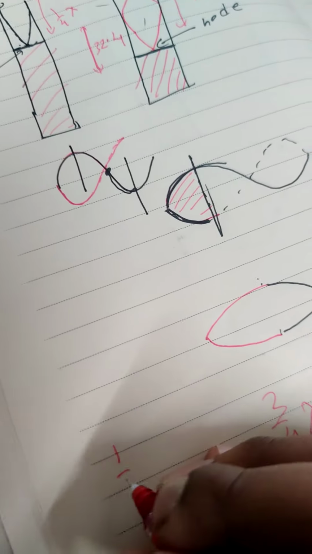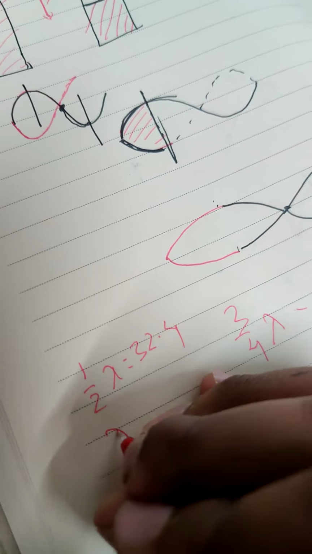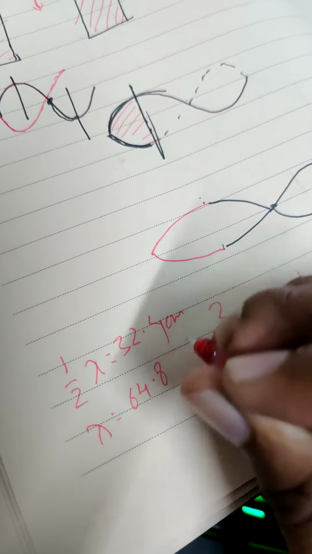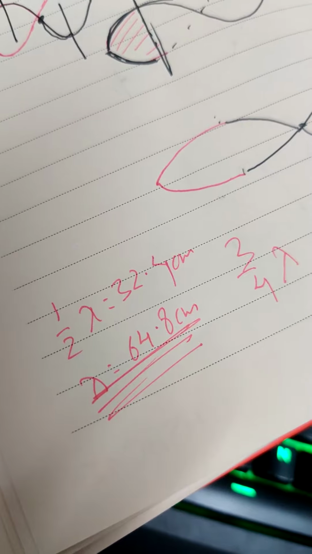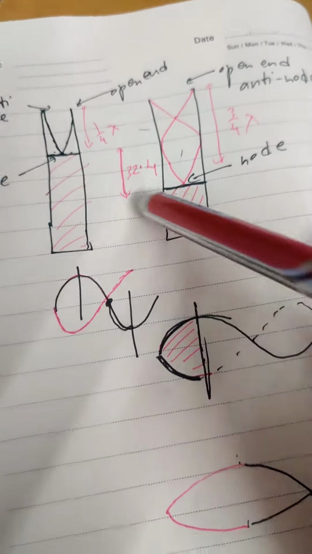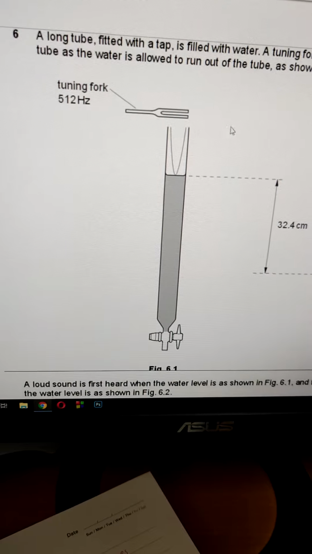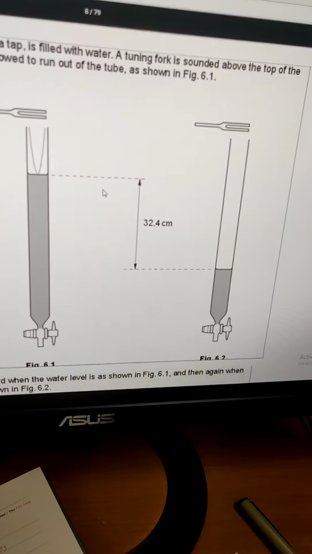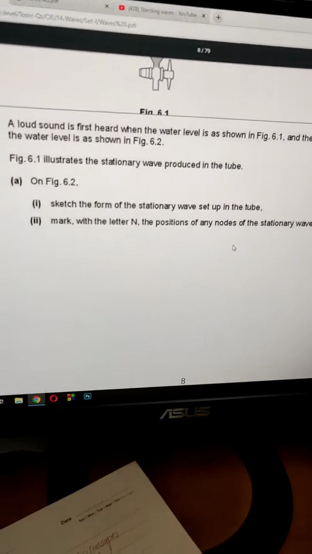So if half lambda is equal to 32.4, lambda is equal to 64.8, right? So this is our wavelength. So that's how we find out wavelength from a resonance tube sum, right? So if this is 1/4, and if this is 3/4, then subtracting 1/4 from 3/4, what remains is half lambda. So I hope you understand that.